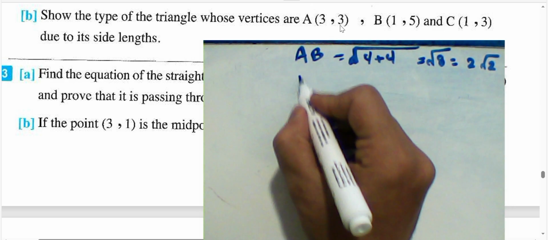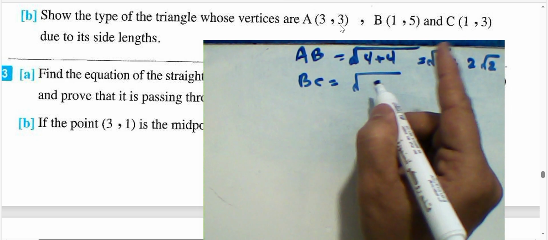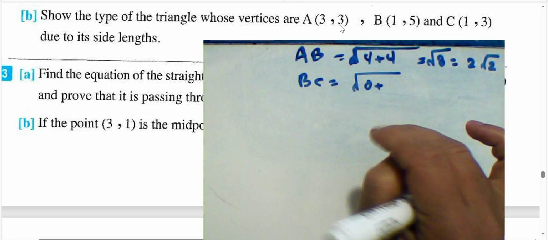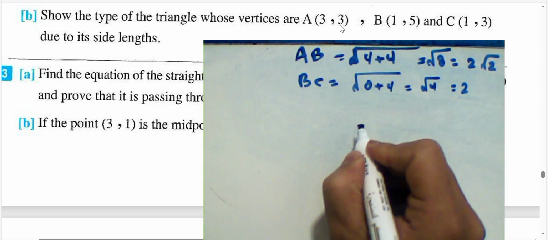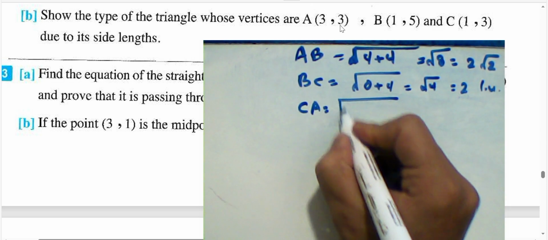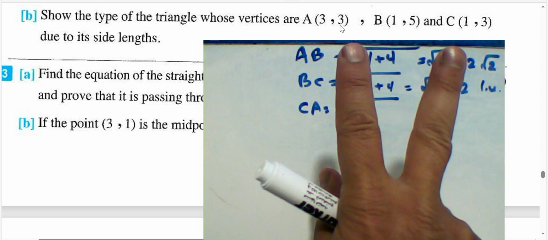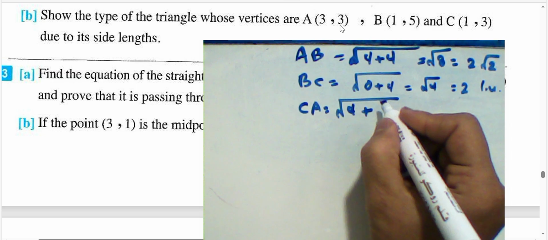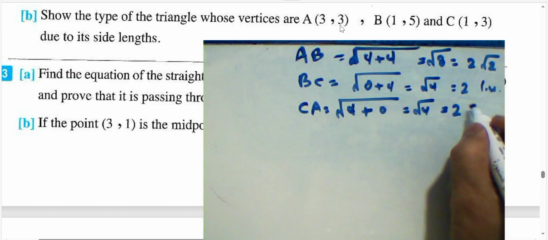And also we can find the length of BC. For B and C we write 1 minus 1 equals 0, 0 power 2 equals 0, and 3 minus 5 is negative 2, power 2 is 4. The result will be square root of 4, which is 2 length units. And the last one, CA. Looking at C and A, 1 minus 3 is negative 2, power 2 is 4. And 3 minus 3 is 0, 0 power 2 is 0. The result will be square root of 4, equal to 2 length units.